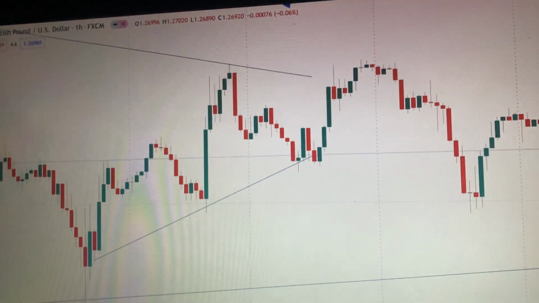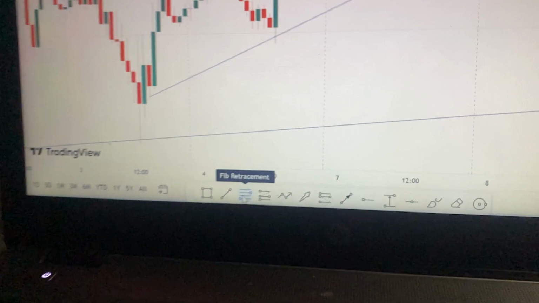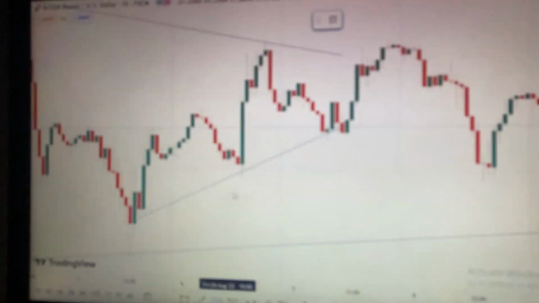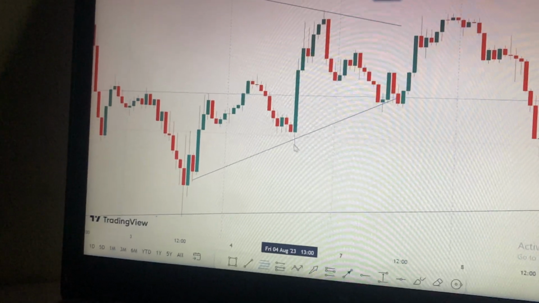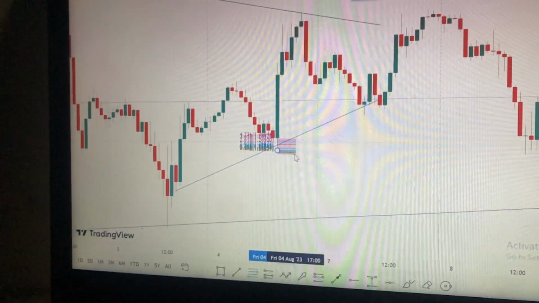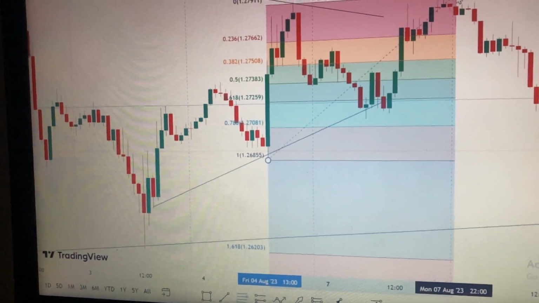So now from here, I've picked the Fibonacci tool here. You can see I've clicked on it. That's the Fib retracement. So I've clicked on this Fibonacci retracement. So what happens is the Fibonacci is here from here. I will drag it up to this last point here.